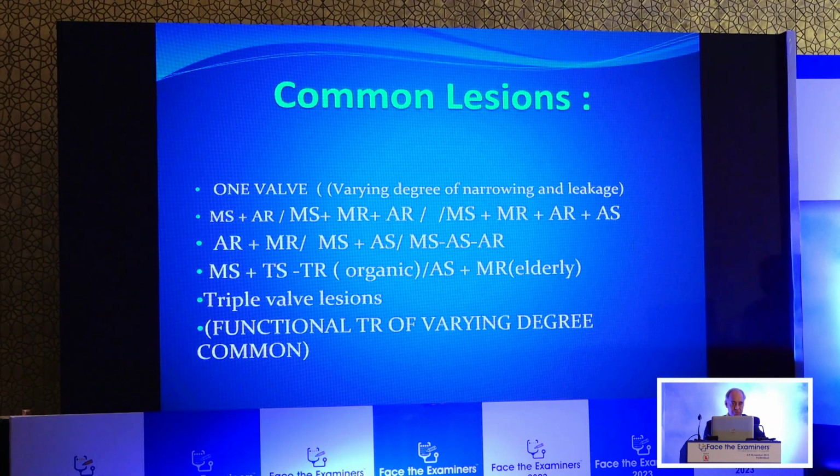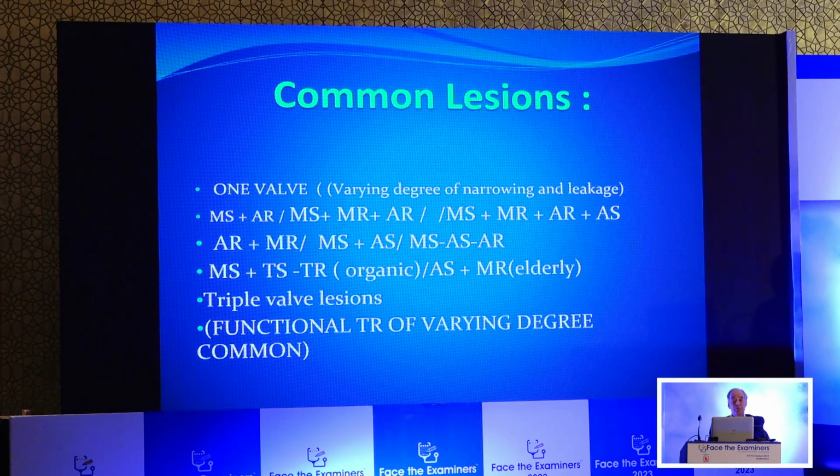You get a case where both findings of MS and MR are present. You will be asked which lesion is dominant, whether it is MS dominant or whether it is MR dominant. There can be a patient where there is aortic regurgitation and aortic stenosis, and again the question arises whether aortic stenosis is dominant or aortic regurgitation is dominant.